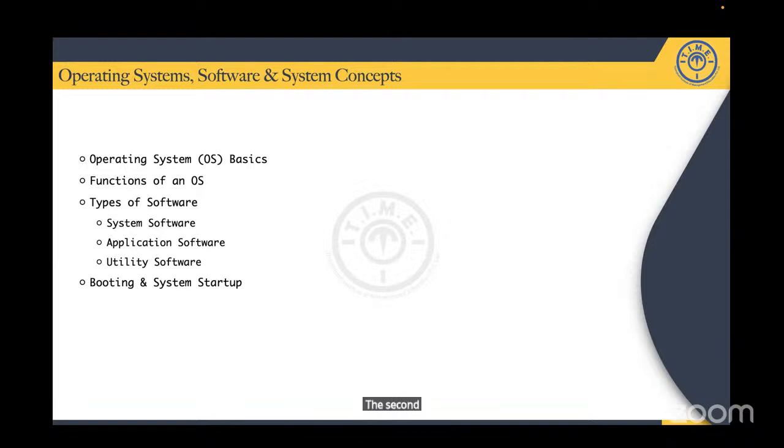The second one is application software. MS Word, Excel, browser, media players. Application software is for user tasks. The third is utility software like antivirus, disk cleanup, backup tools. Utility software helps in maintenance and protection. So I'll repeat the three types quickly. System software controls the system itself. Application software is used for user tasks. Utility software helps in maintenance and protection.